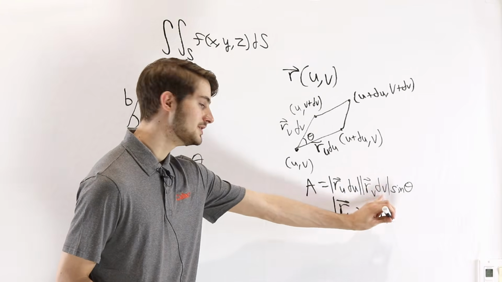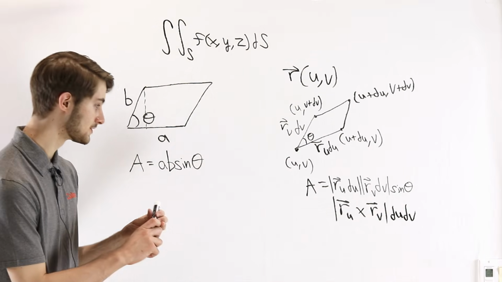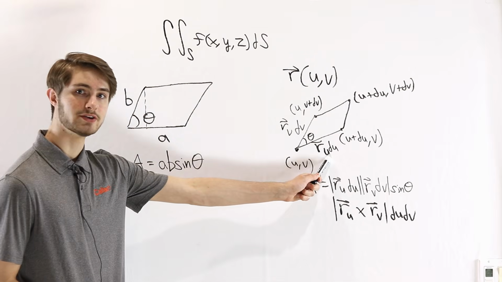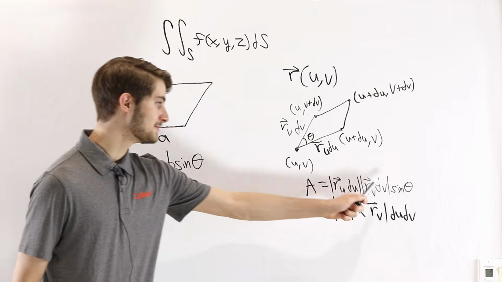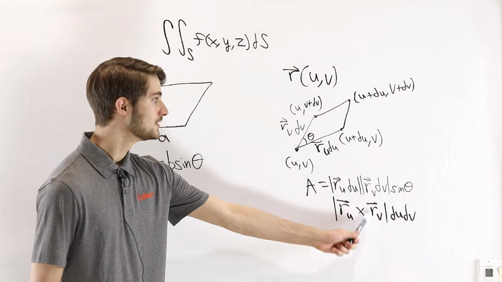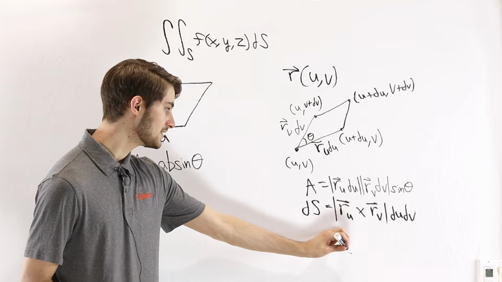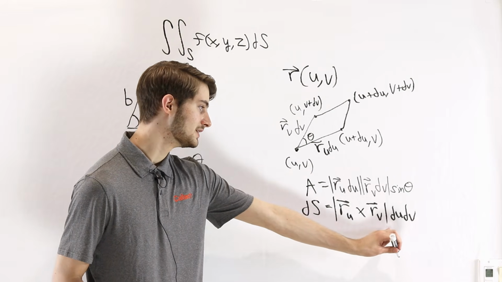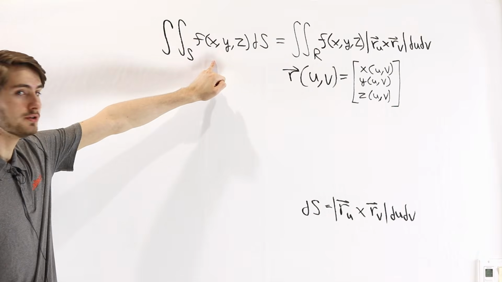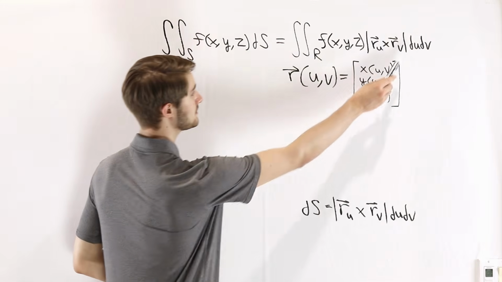Here, because du and dv are both just scalars, I'm going to factor them out of that cross product. So because the area of this parallelogram is given by the magnitude of the first vector times the magnitude of the second vector times sine theta, that expression is just the magnitude of the cross product. So the area of this parallelogram, dS, is equal to the magnitude of r sub u cross r sub v times du dv. Now we can plug this formula for dS into our original surface integral here and transform it into an ordinary double integral in terms of u and v.